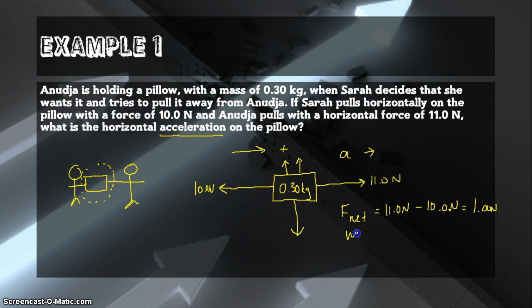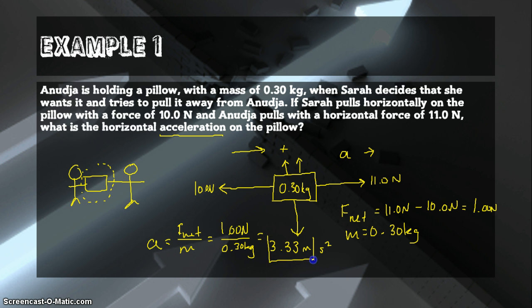And the mass of the pillow is, of course, 0.30 kilograms. So we're going to take our acceleration is equal to the net force over the mass, which is 1.00 newtons over 0.30 kilograms. We're going to find that that pillow has an acceleration of 3.33 meters per second squared. And that is in the positive x direction.